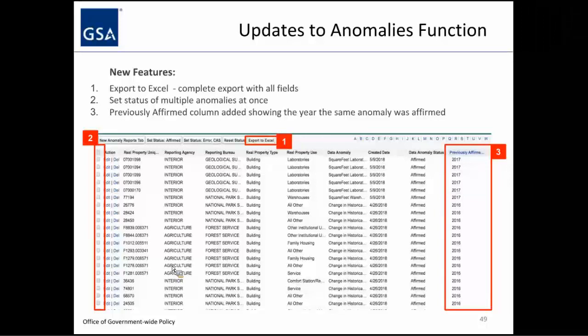If you check that and click Set Status Affirmed or Set Status Error CAS. Lastly, the column Previously Affirmed has been added to this page that will give you a reference for when the last time this anomaly was populated. So for instance, if you know this anomaly came up in 2017 and was affirmed by yourself or someone on your team, you can now quickly see that information and what year it was in.